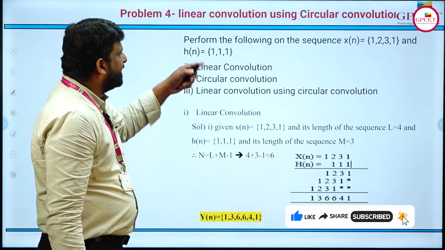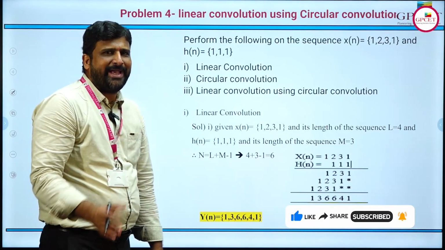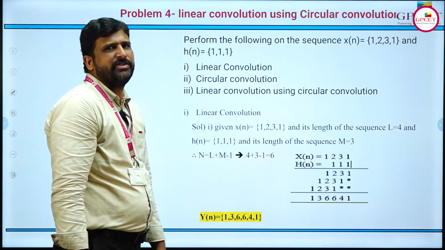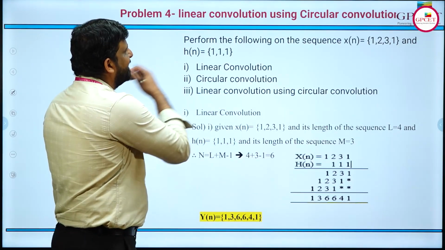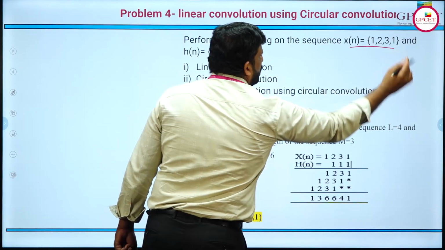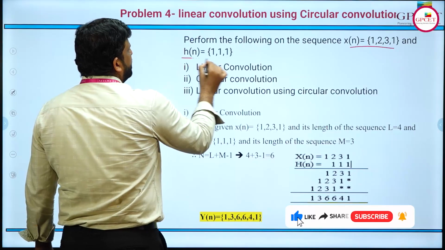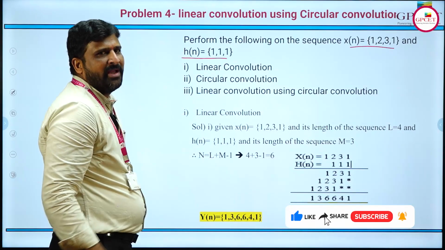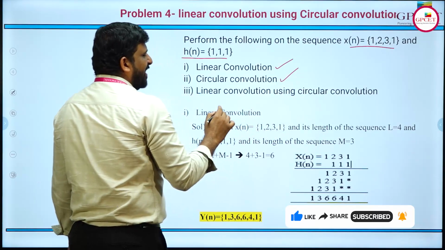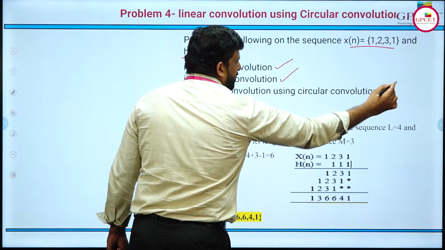Now, linear convolution using circular convolution. Based on the circular convolution, how is the linear convolution produced? So what is it asking? Perform the following on the sequence. X of n he has given: x of n is equal to 1, 2, 3, 1 and impulse response h of n is equal to 1, 1, 1. And he has asked to find the value of linear convolution, circular convolution, and finally linear convolution using circular convolution.